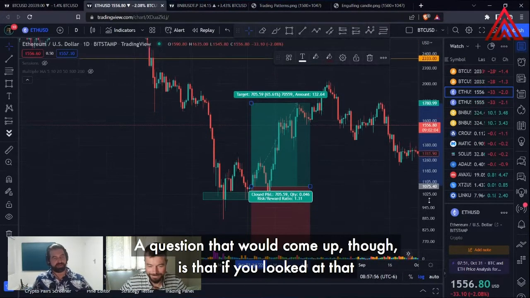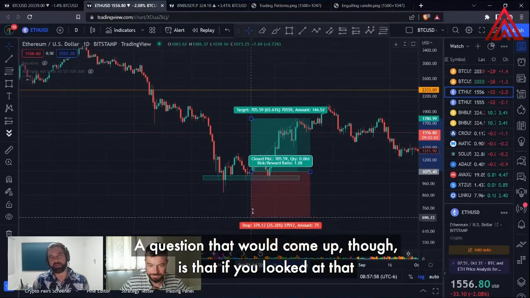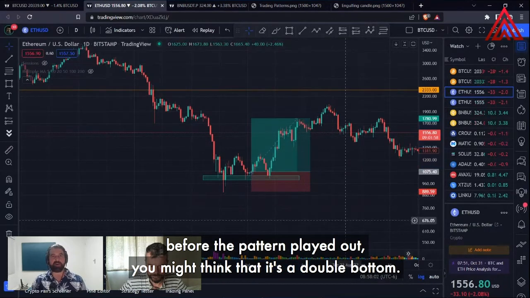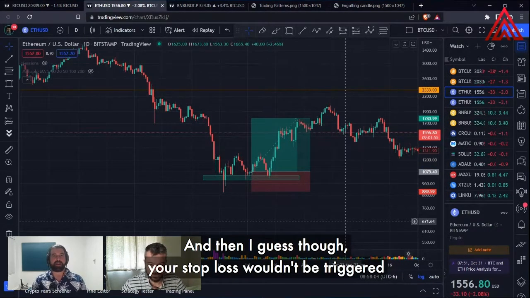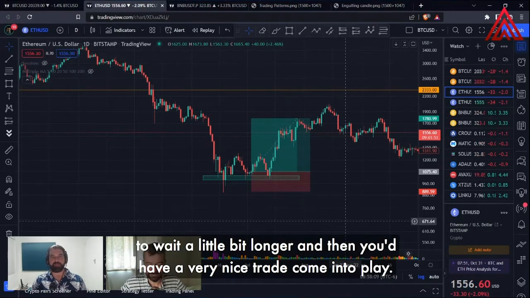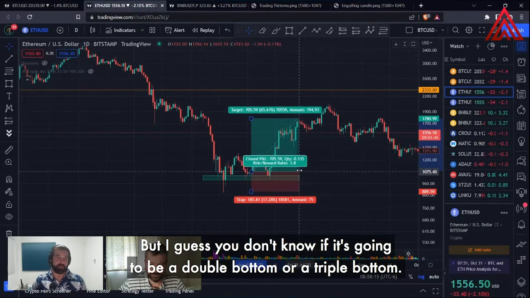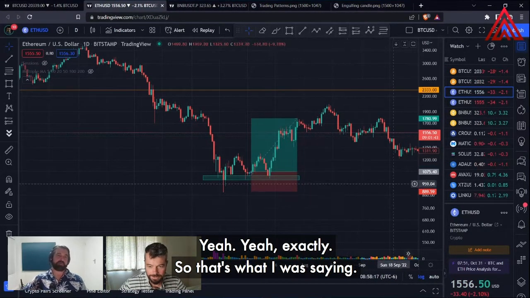I guess one question that would come up though is that if you looked at that before the pattern played out, you might think that it's a double bottom. Yeah. And then I guess your stop loss wouldn't be triggered because you just have to wait a little bit longer, and then you'd have a very nice trade come into play. But I guess you don't know if it's going to be a double bottom or a triple bottom. Yeah, correct, exactly. So that's what I was saying.